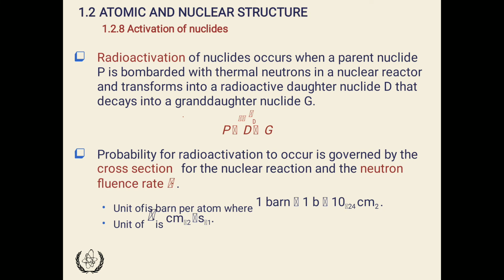Now the next point is radioactivation of a nuclide. This occurs when a parent nuclide P is bombarded with thermal neutrons in a nuclear reactor and transformed into a radioactive daughter nuclide D that decays into granddaughter nuclide G. The probability for radioactivation to occur is governed by the cross section for the nuclear reaction and the neutron fluence rate, and the unit is barn per atom, where 1 barn equals 10 raised to minus 24 centimeter square.